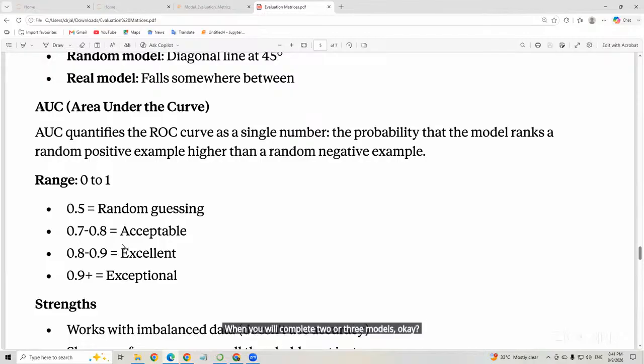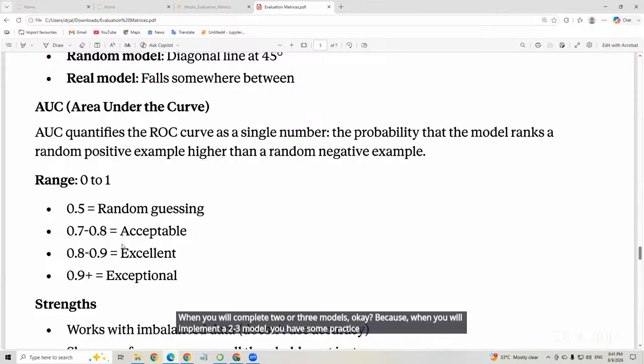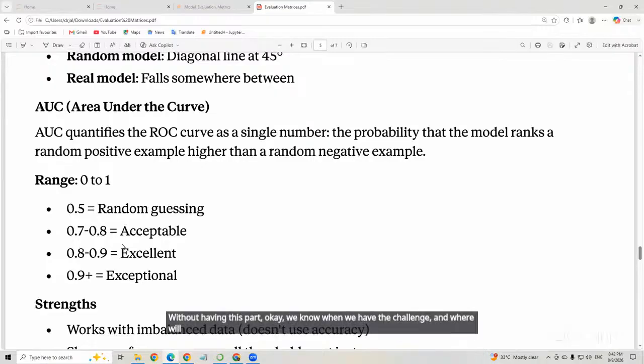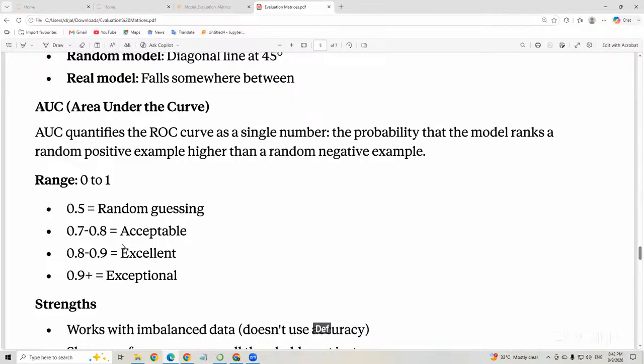Okay, because when you implement 2 or 3 models, you have some practice, and you will be able to compare all these different types of problems, and when you observe that the same things are there, you will focus specifically on this part. Without having this part, we would not know when we have the challenge and where the problem will be, and which part we are required to focus and concentrate on more. Definitely we will do accordingly. Okay, so now only to establish the model is not sufficient if we don't have evaluation of the model.